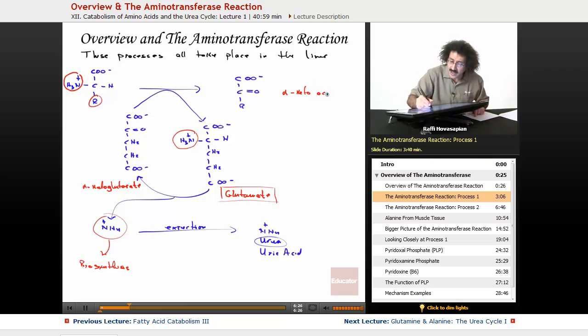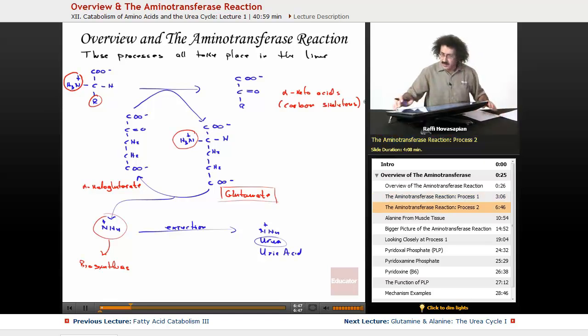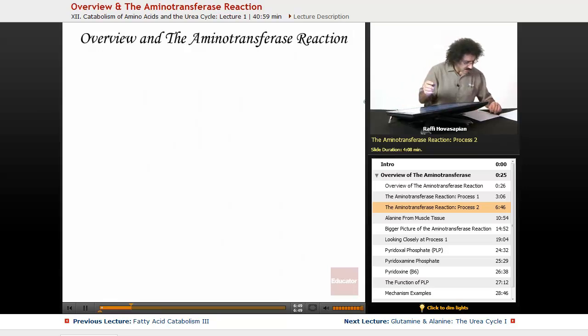So these alpha-keto acids are the carbon skeletons that are left over from amino acids that transfer their amino group to alpha-ketoglutarate to form glutamate. So, carbon skeletons. Okay, so that's one of the processes that takes place. Now, another process that takes place is this one. So let's do this one.